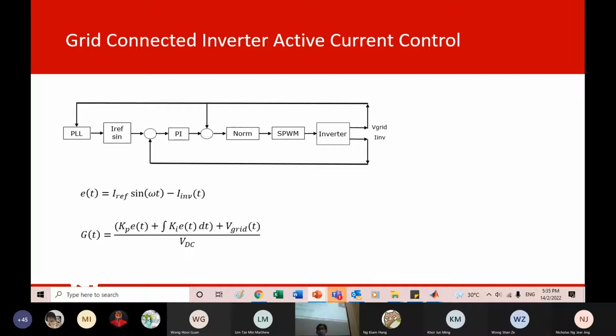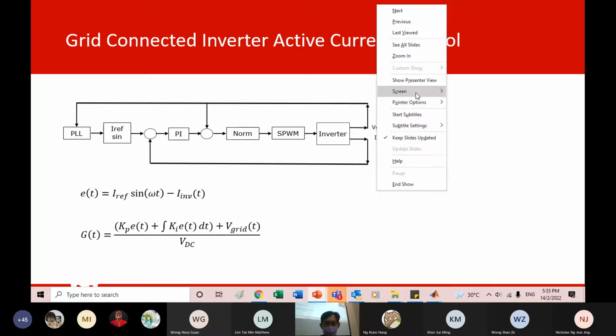And then secondly, you are connected to a grid, not to a load. If you don't control it properly, what will happen? The power will flow in, instead of you injecting power into the grid. So it will cause problems. Okay, so let's look at the control structure.